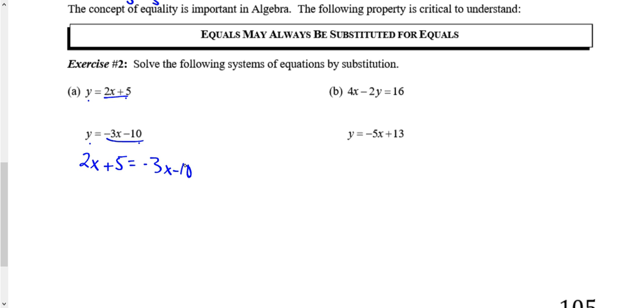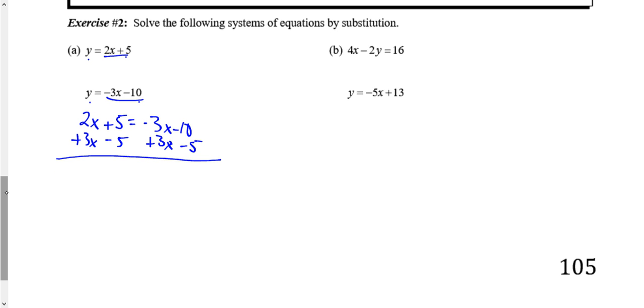Now I want to get all my x's on one side, everything else on the other. What do I do? Add 3x. Can I do something at the same time? Let's subtract 5 from both sides, so might as well do that. Get it out of there. 5x equals negative 15, yeah?